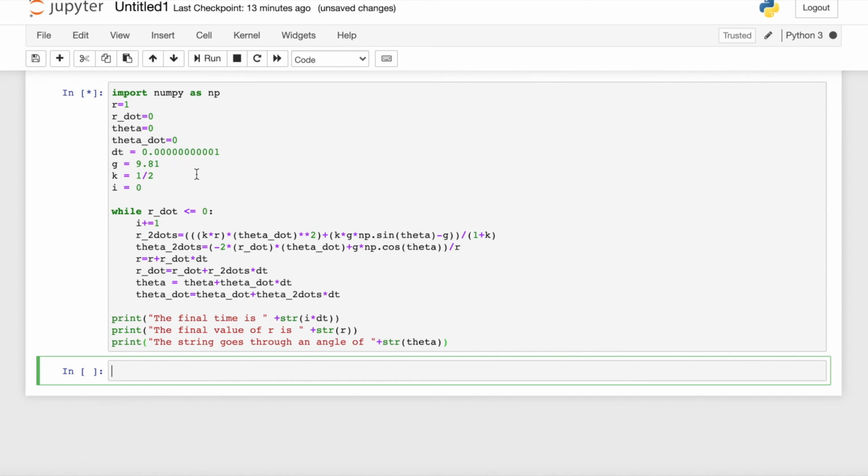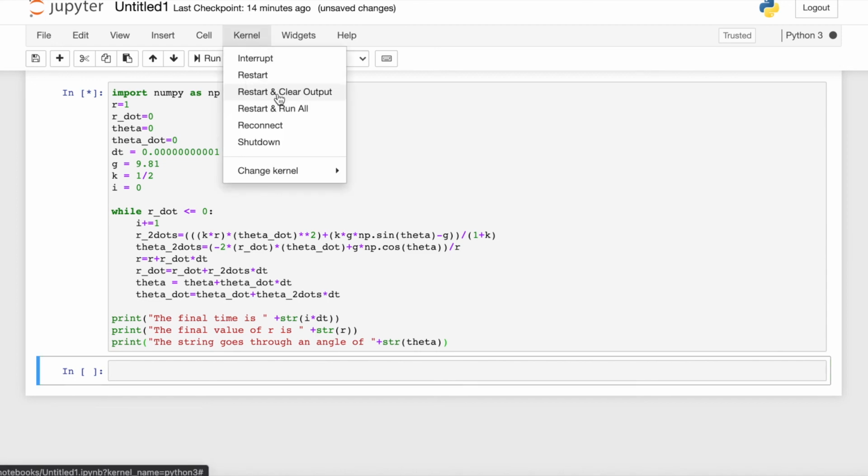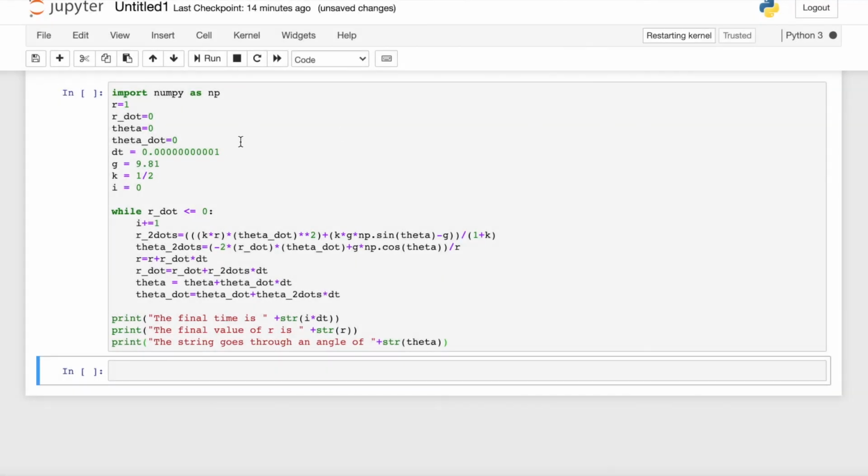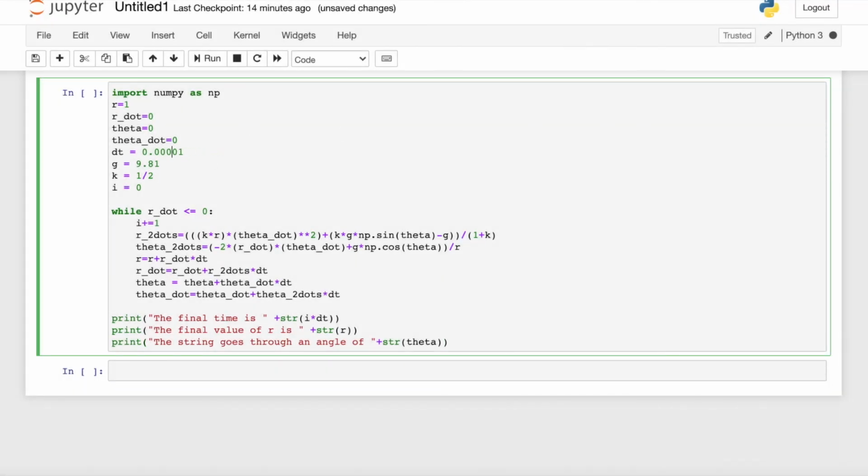It's taking some time. Maybe I shouldn't have made the time step so small. Oh well, let's restart the kernel. This was probably a mistake. Let's try it again.